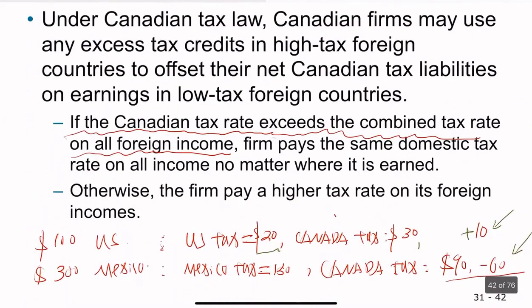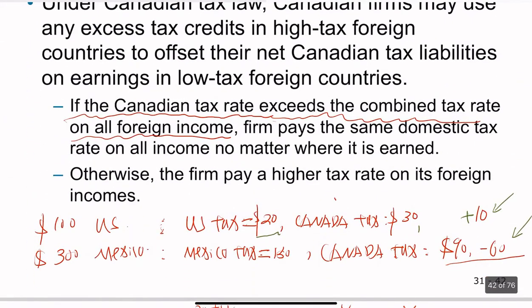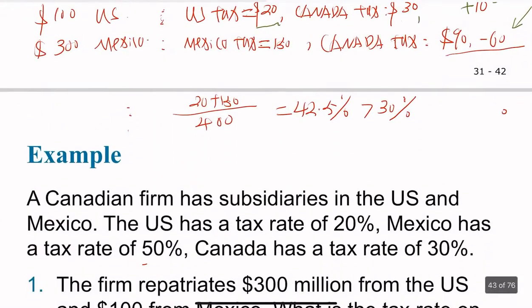That is, if the combined foreign tax rate is larger than domestic tax rate, then the firm will pay this higher combined foreign tax rate. Right? So you can see that in the end, the firm would pay this amount.